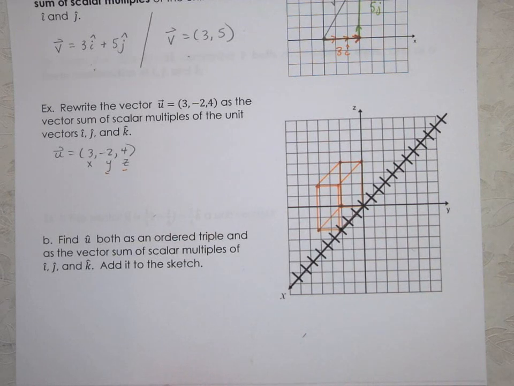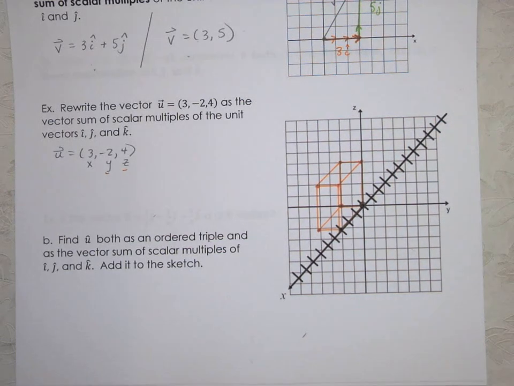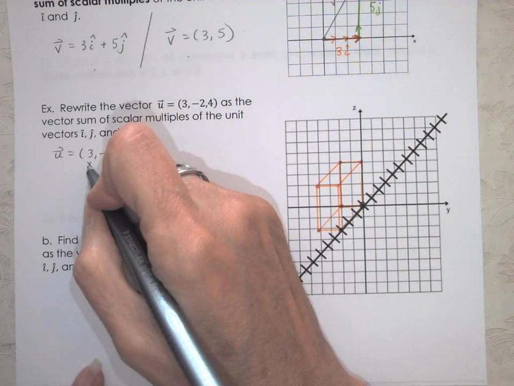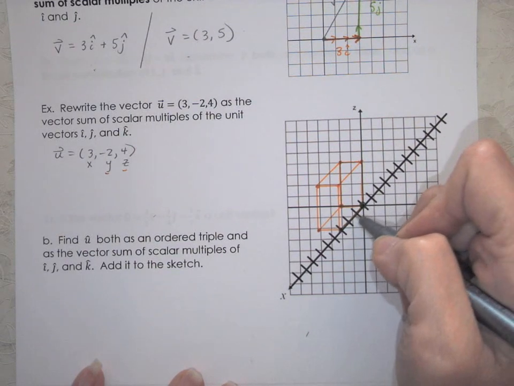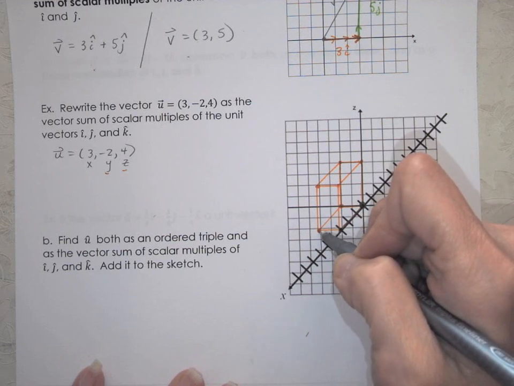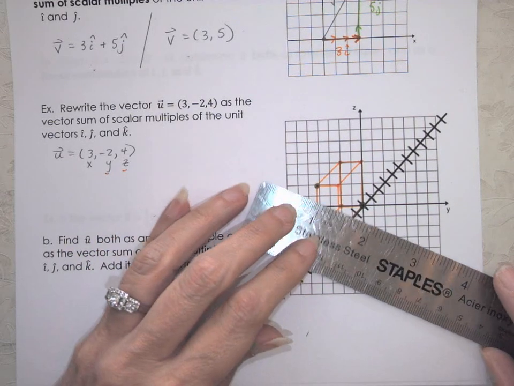So I'm going to use, I guess I'll use green. So my vector is going to start here. There's its starting point. And then it's going to go 3i hat. So in the positive x direction, 3 along the x-axis, and then -2 in the y direction, and then up here. So that its ending corner is going to be there.